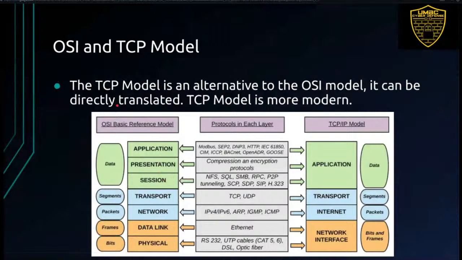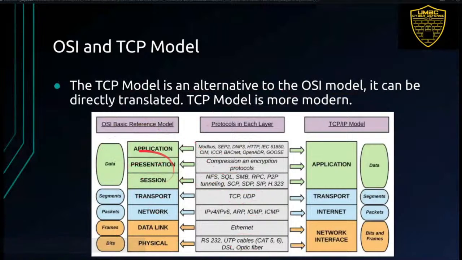There's also the TCP model, which is an alternative to the OSI model. It can be basically directly translated. It's more modern as well. So here's the OSI model. The top is layer 7, which is the application layer, where things like HTTP occur. Below that's presentation, where compression and encryption occurs. Session, which is tunneling and things like that. Transport, where TCP and UDP occur. The network, which is IP stuff. Data link, which is Ethernet. And then physical, which is like actual physical cables.